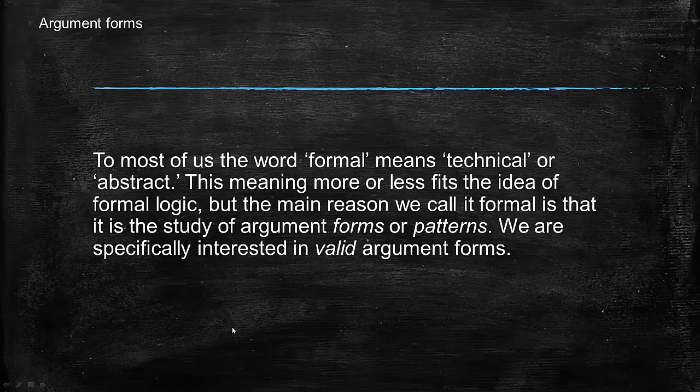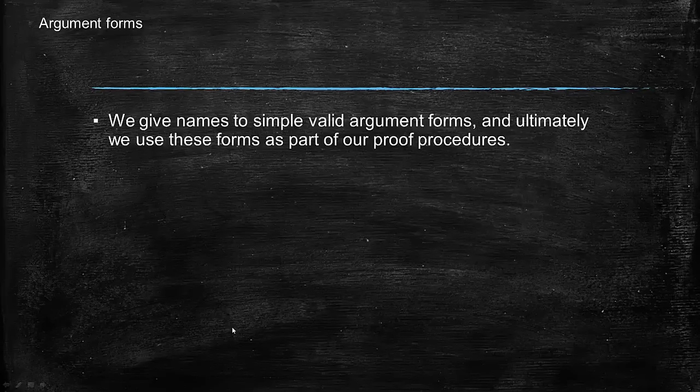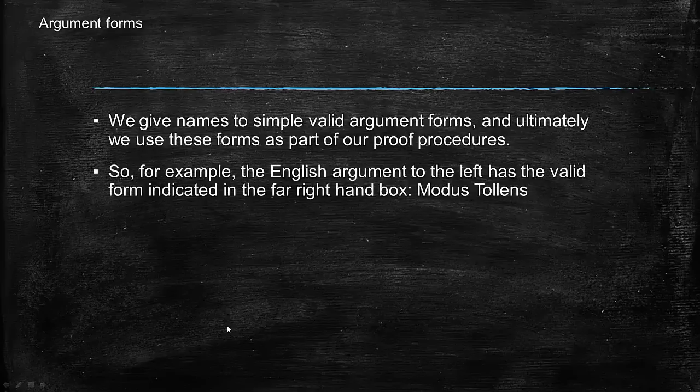And of course, we're specifically interested in valid argument forms, deductively valid argument forms, which is what we defined in the first lecture. So we actually give names to simple valid argument forms, and ultimately, the reason we do this is because these simple valid argument forms turn out to be part of our proof procedure.